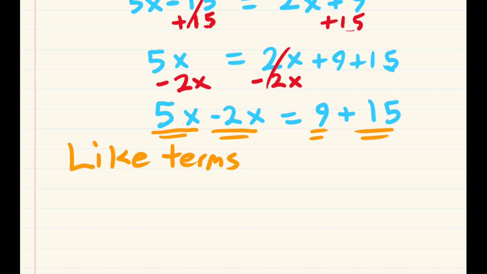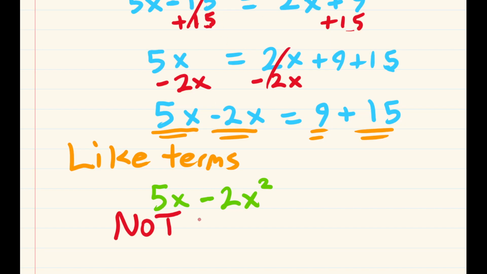And alternatively, just as a quick example, if I had 5x and negative 2x to the power of 2, these are not like terms. Why? Because this one has an exponent of 2, while this one's exponent is 1. So they're not like terms.